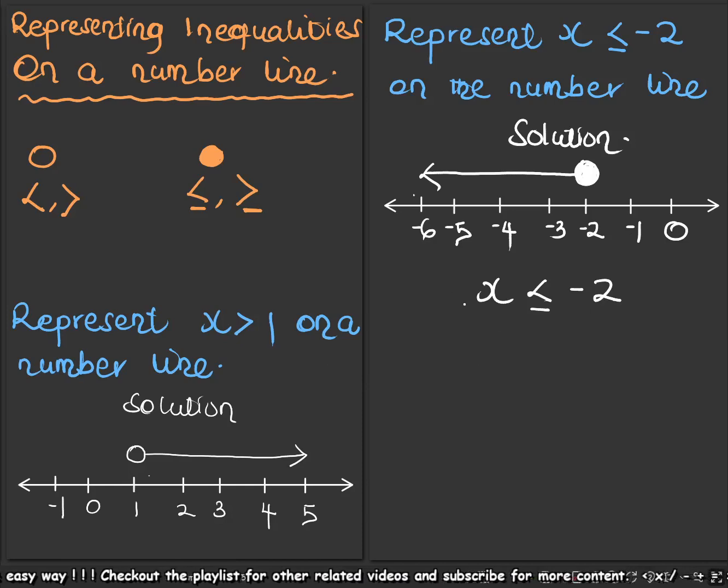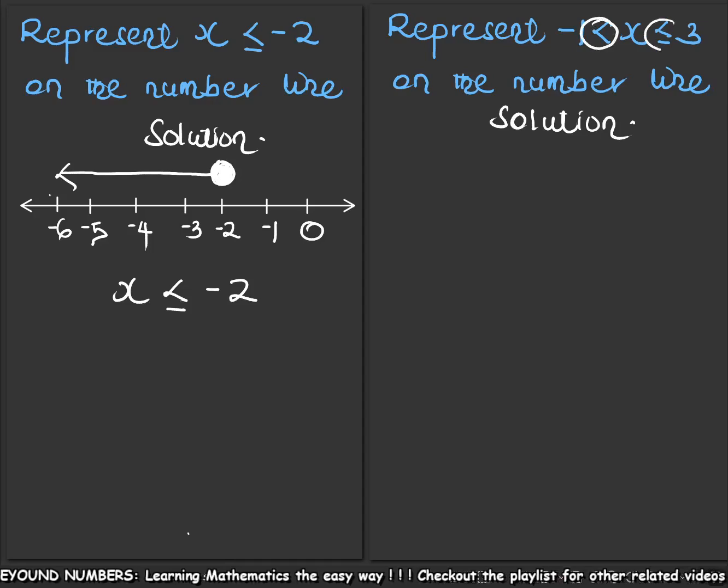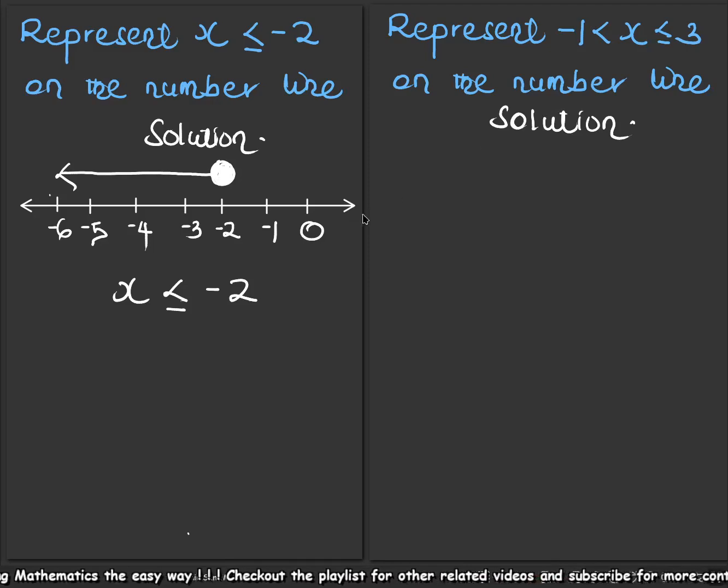Let's do one last one, which is a little bit tricky. So here we have our question. It says we have to represent -1 is less than x is less than or equal to 3 on the number line. So what do we need? We need a number line. Now, if you take a close look at it, it has two inequality symbols. We have the less than over here, and then the less than or equal to. You see, that is a little bit tricky. You can pause the video and then try and see if you can do it on your own.